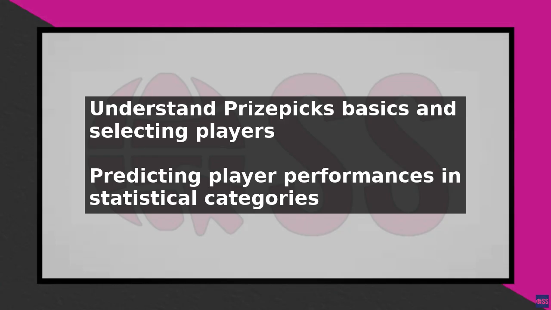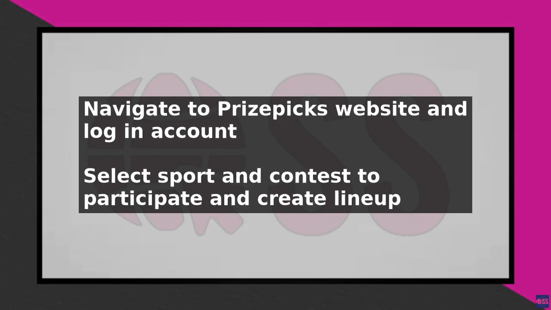To get started, navigate to the Prizepicks website or mobile app and log into your account. From there, click on the Create Lineup button and select the sport and contest you want to participate in. Prizepicks offers a range of sports and contests, including football, basketball, baseball, and more.